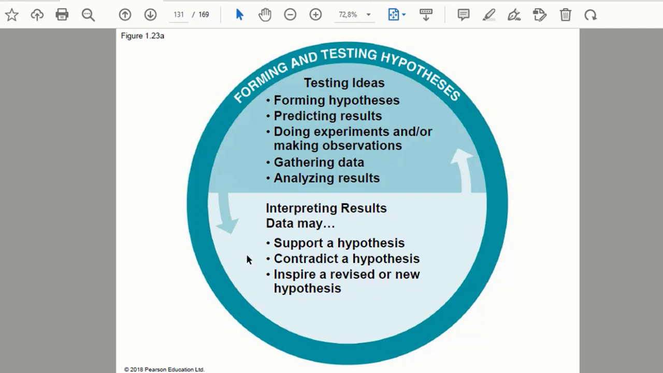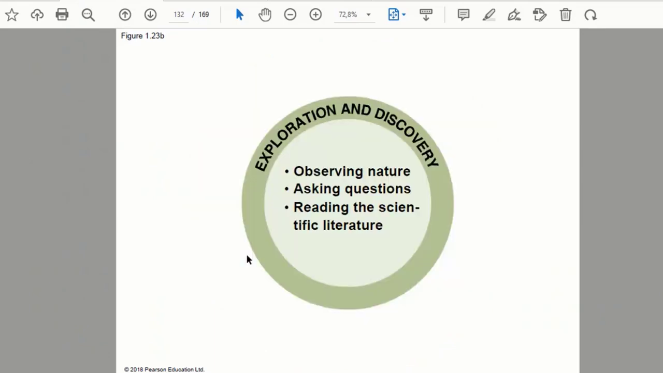After you have collected the information, for example, Prim was saying that if we continue with these sessions, this means there will be an improvement, there will be a success in the pass rate of the students. This leads to support of a hypothesis, contradiction of a hypothesis, or inspiring a new revised hypothesis. Then exploration and discovery: the observation of nature, asking questions, reading scientific literature.